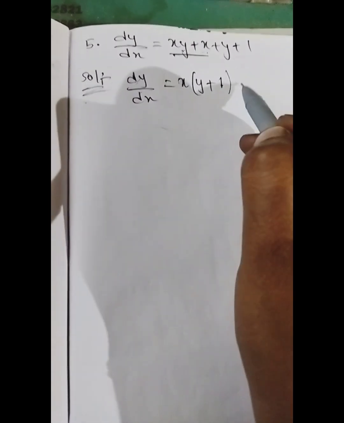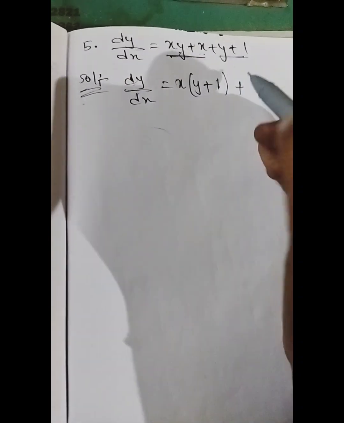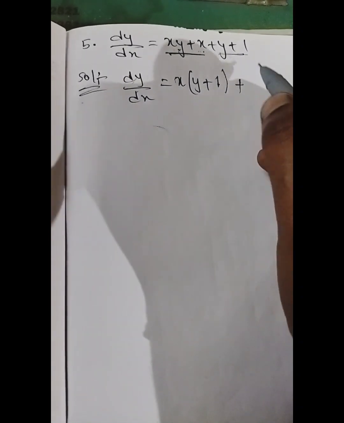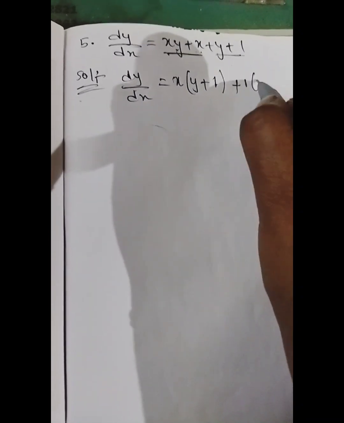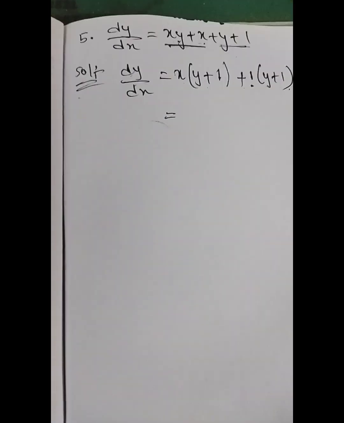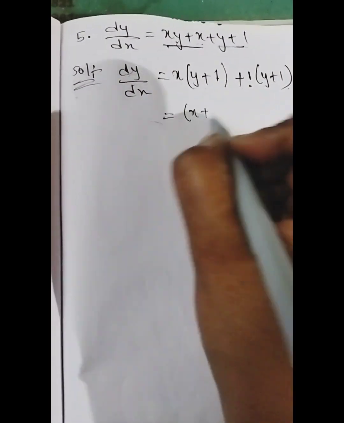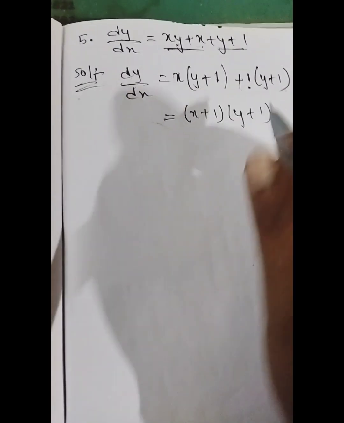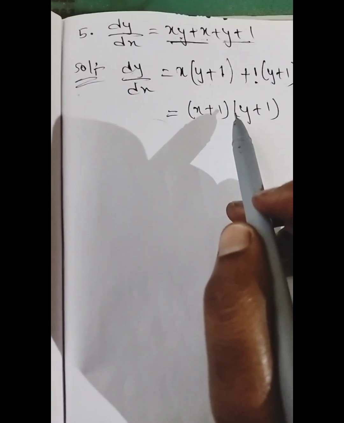So let us assume this as 1, plus this y plus 1 we will treat as one term, like I'll take 1 common into 1 plus 1, y plus 1. So now this can be written as x into y plus 1 plus 1 into y plus 1 can be written as x plus 1 into y plus 1. This is similar to a factorization method.